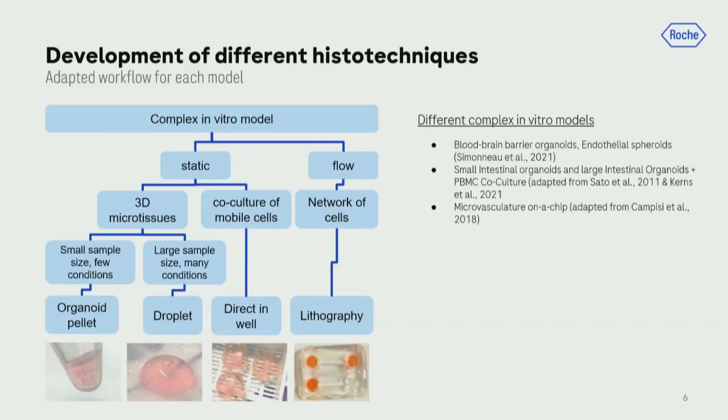So imagine you have your complex in vitro model, then maybe it's either a flow model or a static model. If it's a flow model, you most probably have networks of cells, and then you would go for a lithography method, and here you just see one example of the AIM chip embedded in agarose. What is red here is the eosin staining to really make it visible. If you have a static model, you either have what we call 3D microtissue or a co-culture of mobile cells.